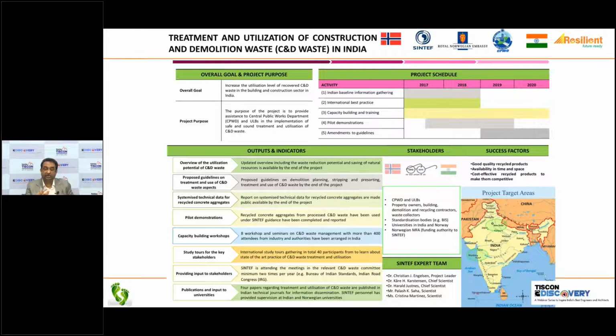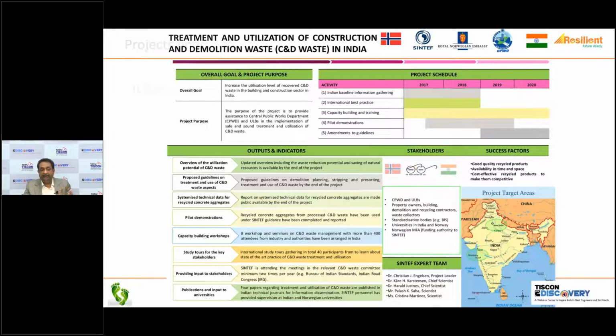Another objective is to do pilot and demonstration projects where use of C&D material is successfully done, so that customer confidence can be built, and also to use this experience to change the guidelines, that is, amendment to the guidelines for proper utilization of C&D waste. So these are the project objectives and what we have done till now. Let me go through it very quickly.